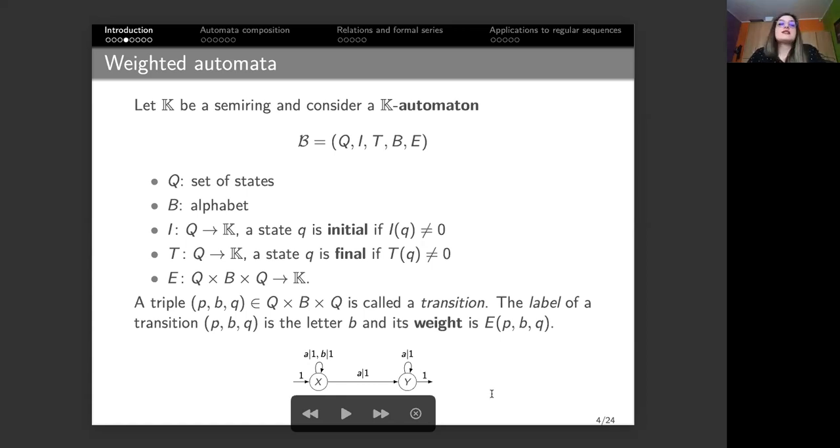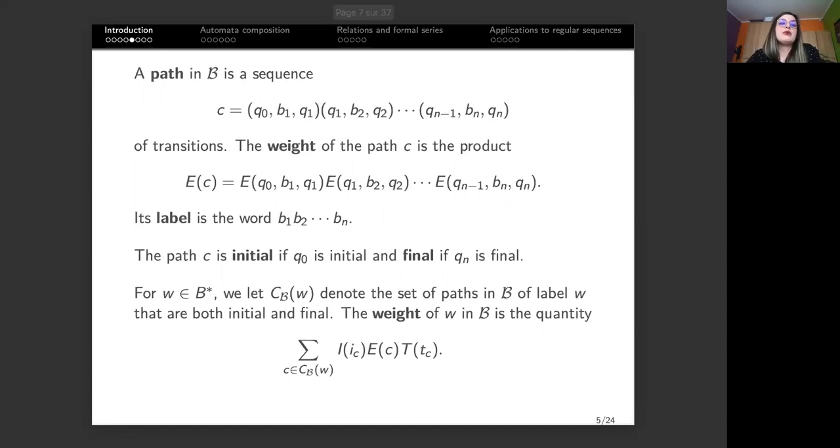As usual, you can draw a path on an automaton. A path is just a concatenation, a sequence of transitions. The weight is the product of the weights of its transitions, and the label is the concatenation of the labels. So nothing new. A path is said to be initial if it starts in an initial state, and final if it ends in a final state.